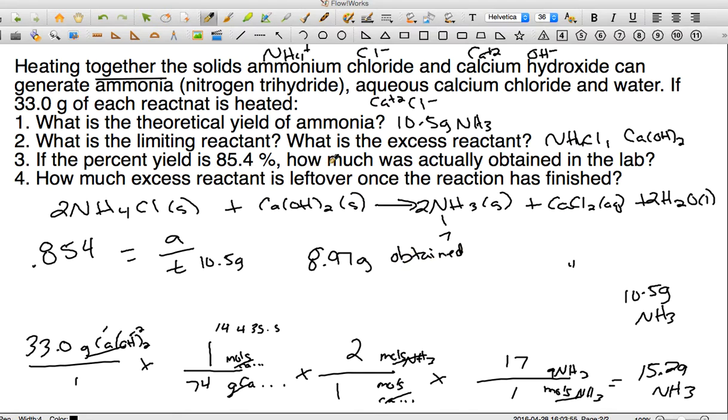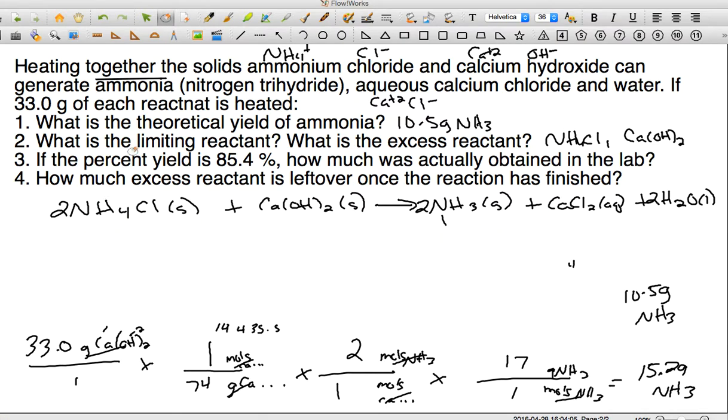All right, the last question then, how much is excess? So I'm going to erase this last little piece that I just did here because I want to keep the bottom one. Remember, to figure out your excess, you're going to take your theoretical yield and you're going back to the excess. So it's just the opposite of this problem. So we had 10.5 grams that we said ammonia could be produced, theoretically.